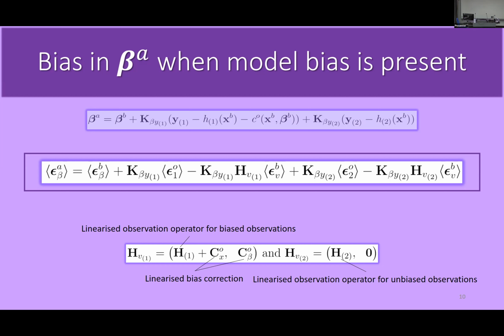So first of all, we can assume that the unbiased observations are unbiased. So we can set this to zero. We can also assume that the biased observations, when they're corrected with the true state and bias coefficient, are unbiased. And then, because ultimately we're interested in when there's model bias, so we're thinking about when there's background bias in the state, for the first cycle, we're going to assume that there's no bias in the bias coefficient background. So we're just isolating the effect of the state background bias.